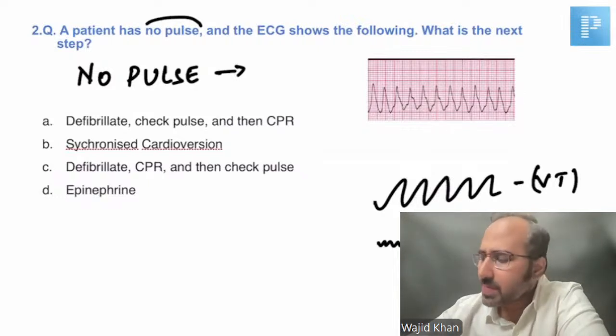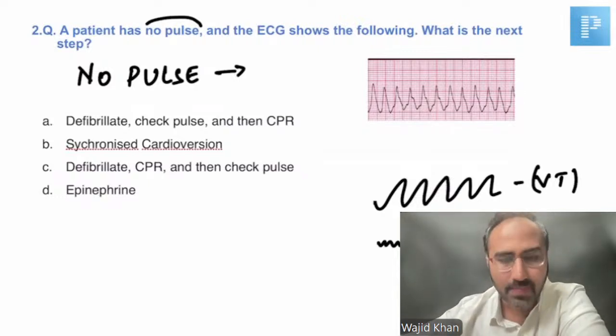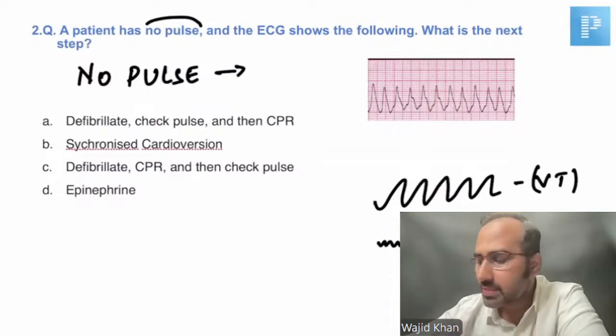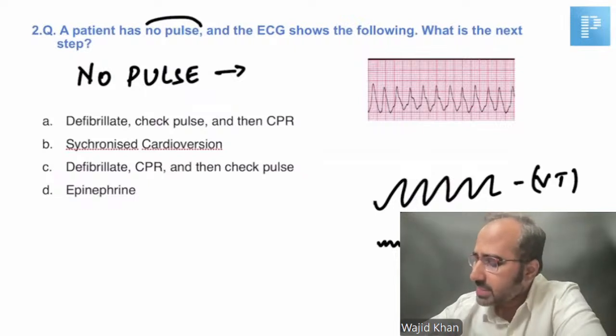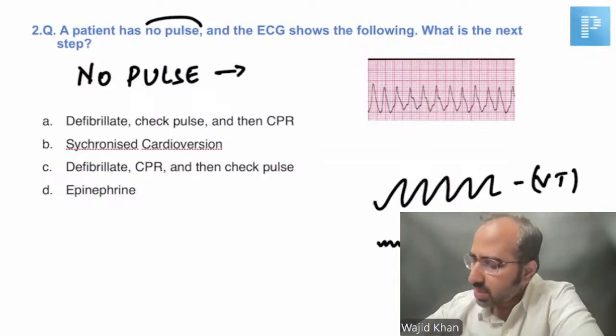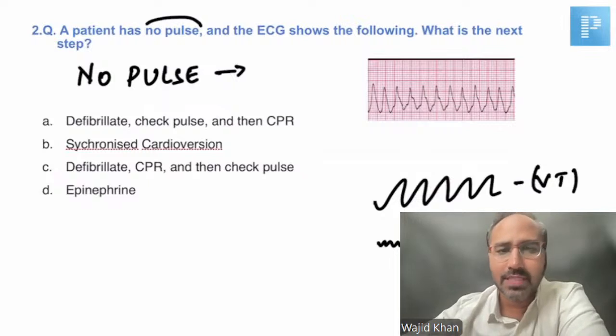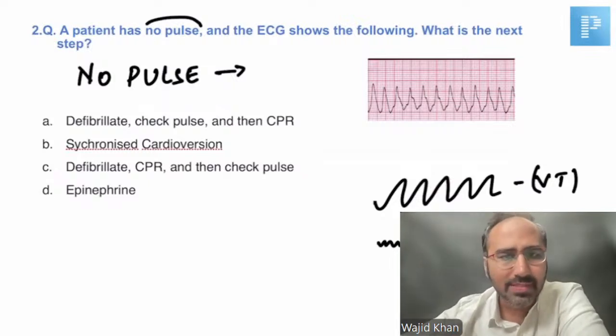So whenever the patient is having VT or VF, what is the next step that we need to do, guys? There are four options here: defibrillate, check the pulse and CPR, synchronized cardioversion, defibrillate, CPR and then check the pulse, or epinephrine? First of all, guys, we'll go with the cardiac arrest algorithm.